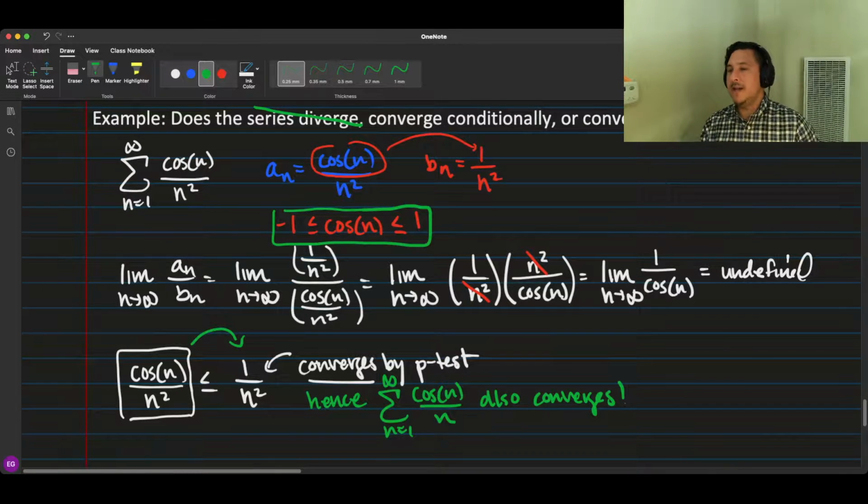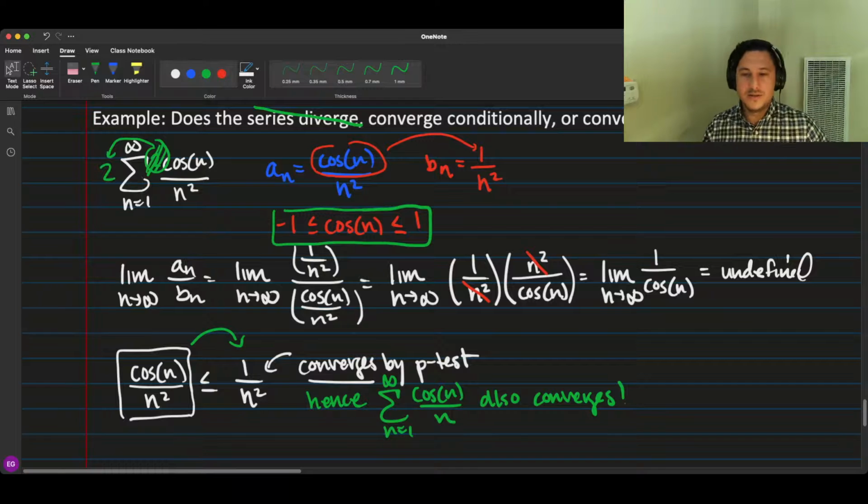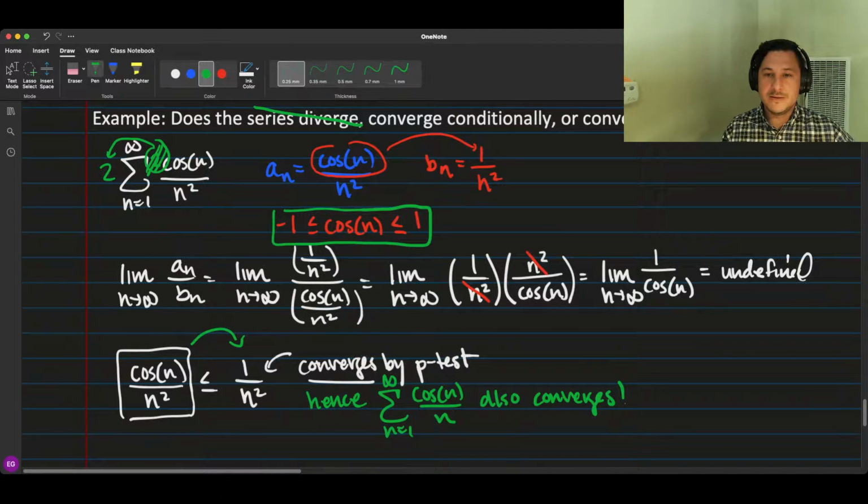If there was a 2 cosine here, what could you do with this 2? I could move it out and then I could disregard it. And then you could still do the comparison. So that is a very good question, Matthew. Having the constant there actually doesn't change anything, because you can always factor out the constants.